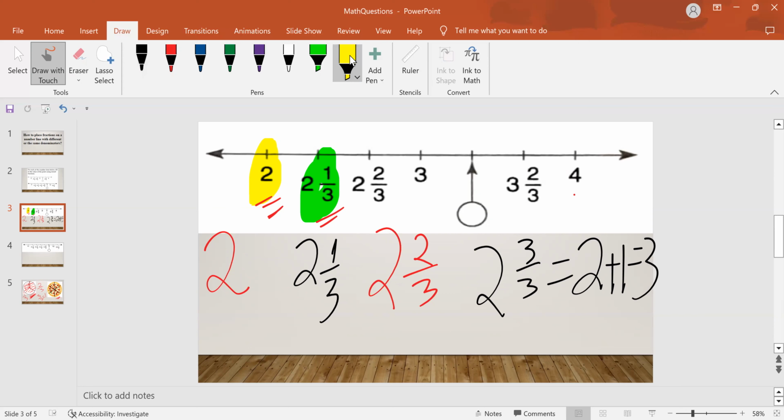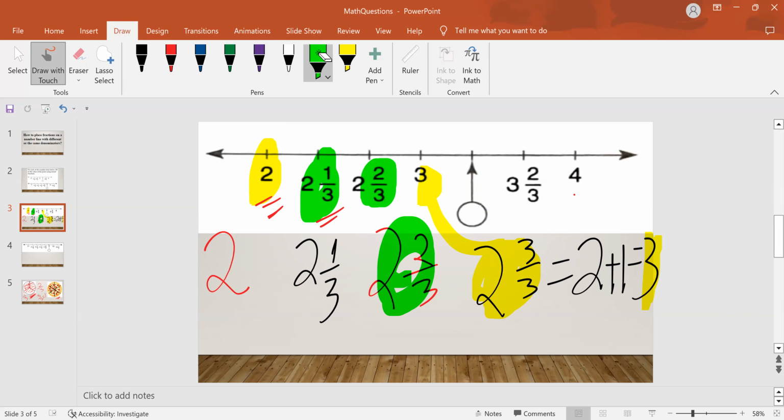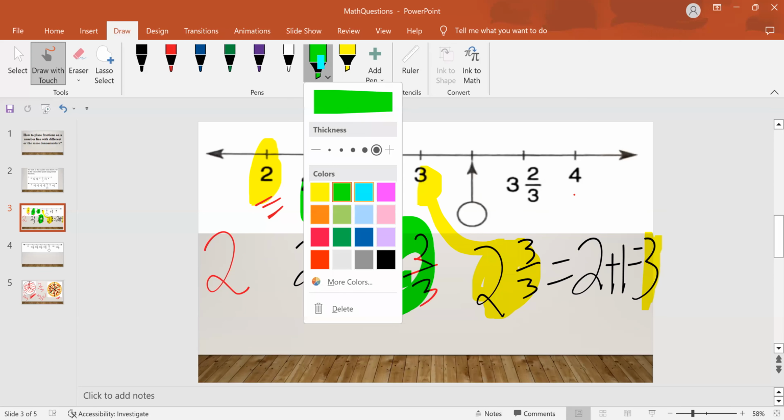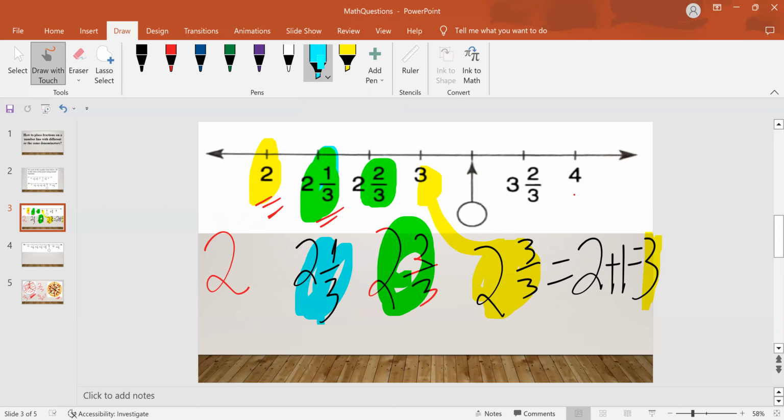So what I did here, let's highlight it: this 3, which is 2 and 3/3, is this value. This one is this, and the first one is this. Now, what's going to be the missing number?